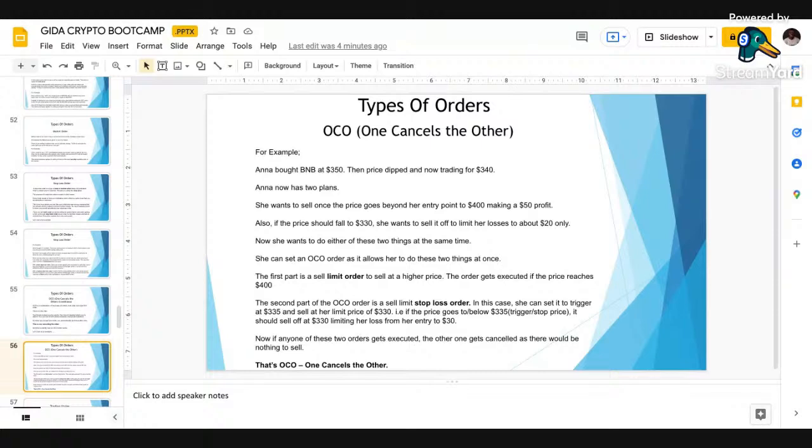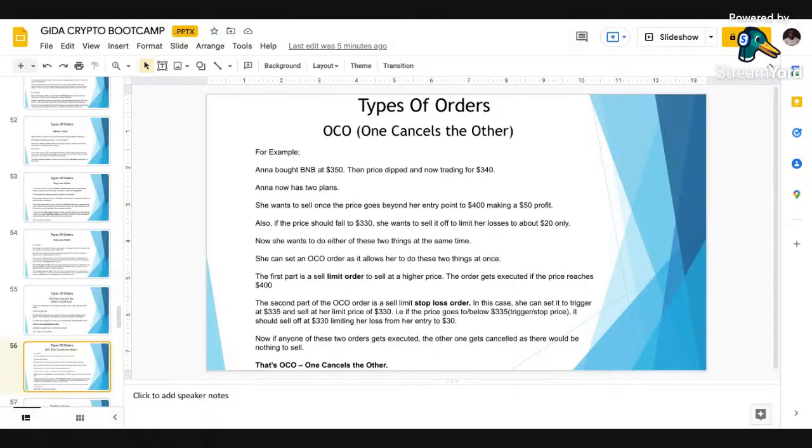One of the plans is that she wants to sell once the price goes beyond her entry point to 400, making a $50 profit. She bought at 350. She wants to sell at 400, making a $50 profit. I saw somebody asking, is there a take profit order? Take profit is a limit order. You bought at 350. You now set your take profit order. Take profit means you set a limit order immediately to sell at 400. So whenever price gets to 400, it sells for you. That is take profit. Simple as ABC.